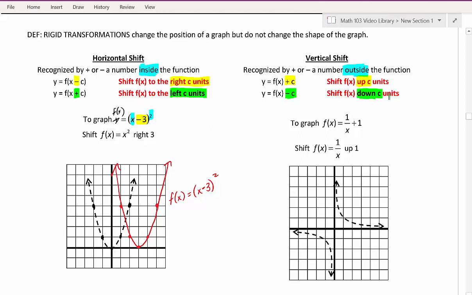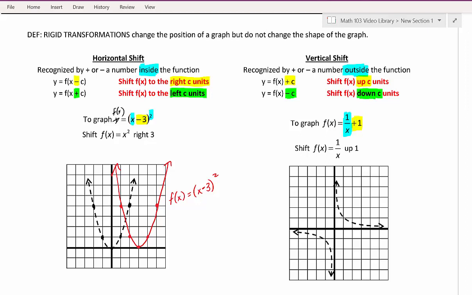So if we want to graph f of x equals 1 over x plus 1. Our parent function involves the x and anything that's happening to the x. So x is in the denominator. That tells us our parent function is going to be f of x equals 1 over x. And then we have this plus 1 on the outside. Plus 1 on the outside tells us to shift the parent function up 1 unit.